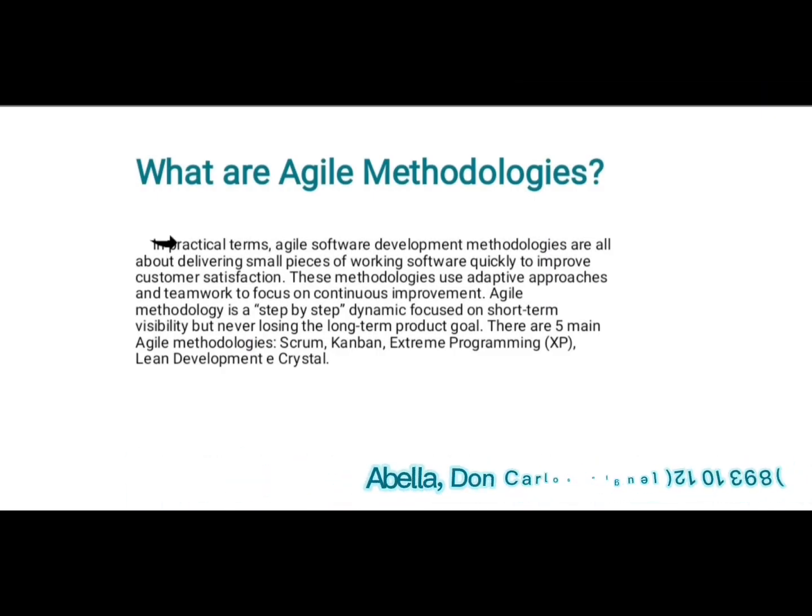What are agile methodologies? In practical terms, agile software development methodologies are all about delivering small pieces of working software quickly to improve customer satisfaction. These methodologies use adaptive approaches and teamwork to focus on continuous improvement. Agile methodology is a step-by-step, dynamic focus on short-term visibility but never losing the long-term product goal. There are five main Agile methodologies: Scrum, Kanban, Extreme Programming, Lean Development, and Crystal.